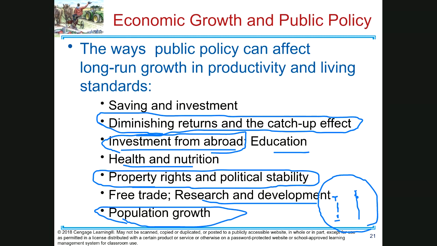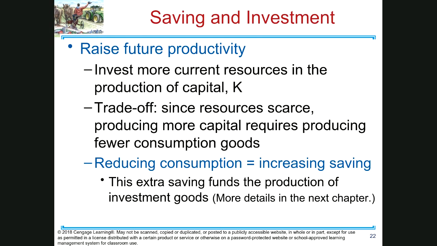These are the topics that we're going to briefly talk about in following the slides. Okay, we already touched on that. Raising future productivity, we need investment. Where does that investment come from? From the saving. Okay, invest more current resources in production of capital. The trade-off would be, since resources are scarce, producing more capital requires producing fewer consumption goods. Okay, it's a trade-off between consumption goods and capital goods.